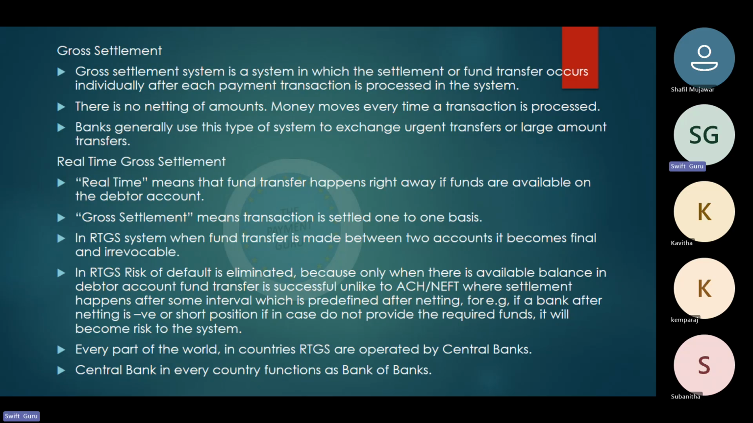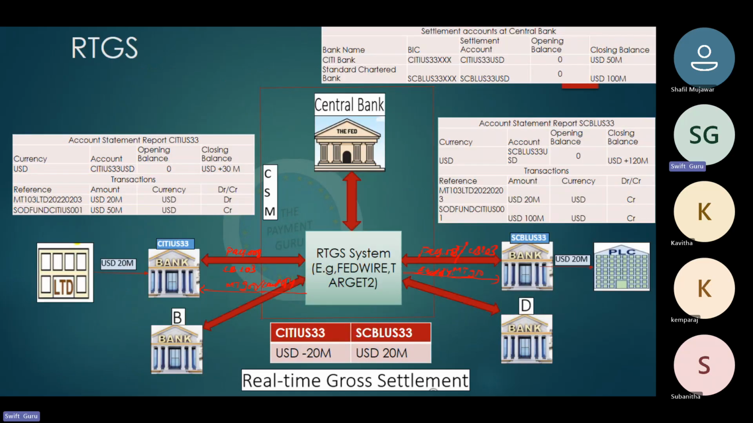In RTGS system, when the fund transfer is made between the two accounts, they are final and irrevocable. And how it functions is like this. I'll just explain to you how it is different from your net settlement systems. In India, we call this the RTGS system. In US, we call it Fedwire. In every country, they have different names, but the working concept is the same. It doesn't vary, okay? RTGS systems work in the same way in every country.